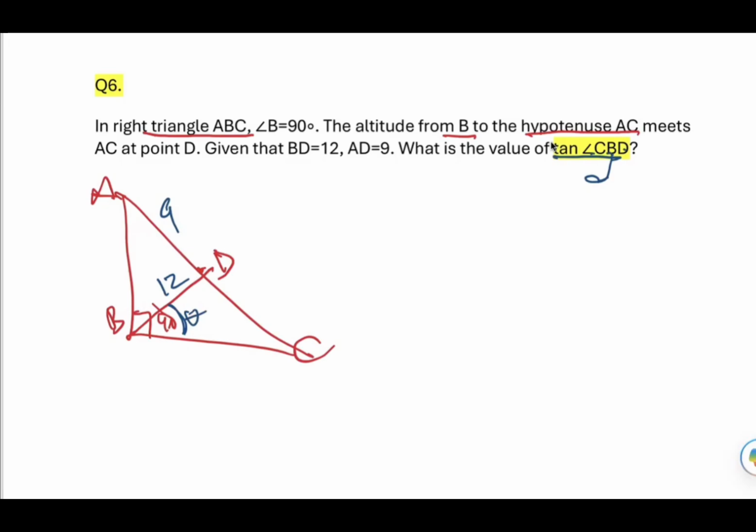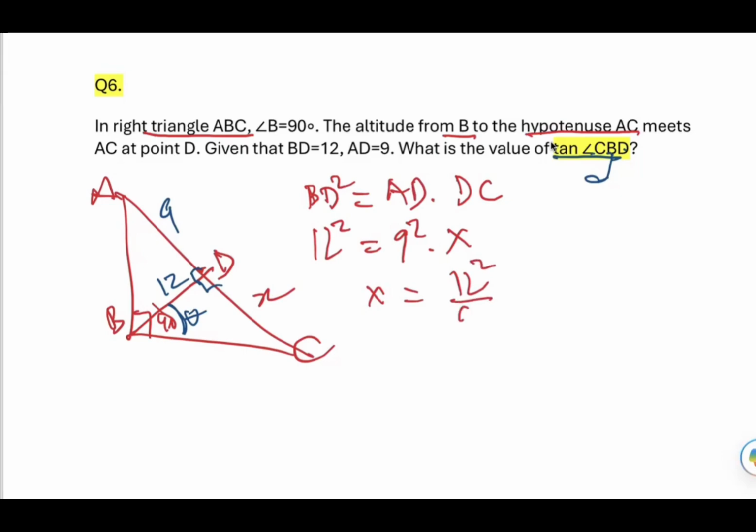Be careful. I want you to know this very well, because it's going to save your life. It's going to save you 50 points. Altitude formula, know it. This is an altitude because it's coming from the base to the hypotenuse. What should you know about it? There's a relationship between the altitude and the hypotenuse segments. So BD squared, if you square the altitude, you got to multiply AD by DC. We don't know DC. I'll put x here. The altitude 12 squared equals AD 9 times x. So x is 12 squared over 9. When you calculate, you get 16.